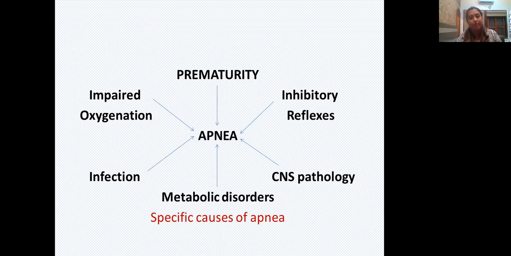Metabolic disorders like hypoglycemia, hypocalcemia, or acidosis can cause apnea. Then infections, metabolic disorders, impaired oxygenation. These are three causes of apnea in the term babies. These are the primary causes of apnea in term babies, and impaired oxygenation for both.